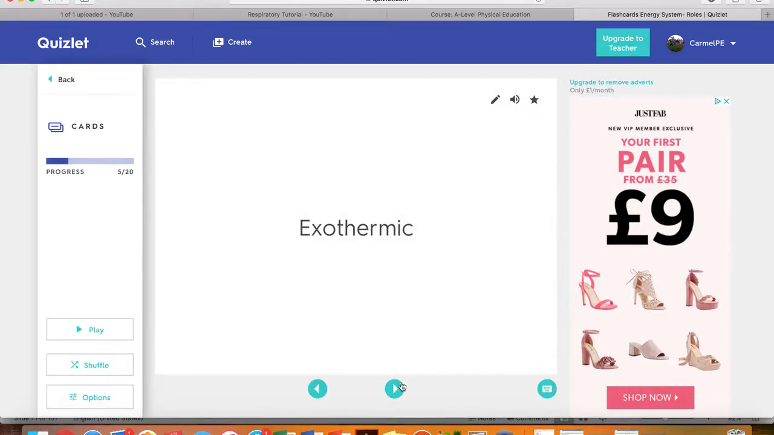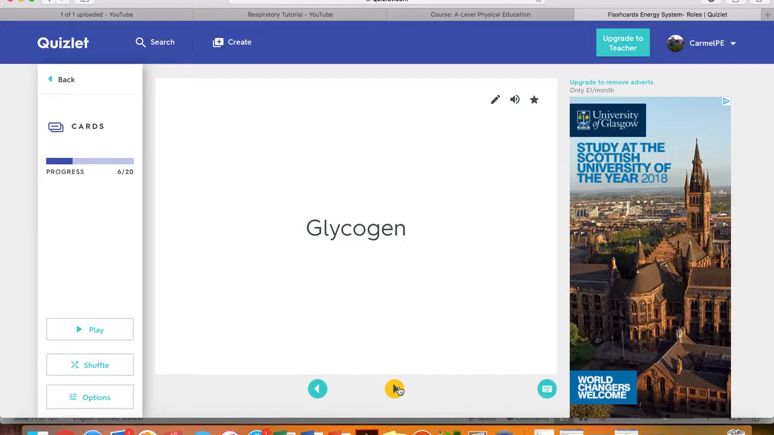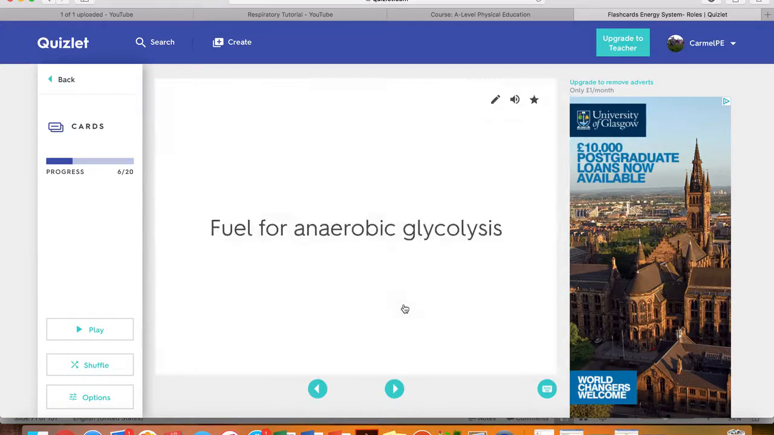Next one, glycogen. What is glycogen? Okay, let's have a little look at that then. Glycogen is a fuel for anaerobic glycolysis. We could take that a little bit further. We could say glycogen is broken down then into glucose by the enzyme GPP, and then obviously undergoes glycolysis.